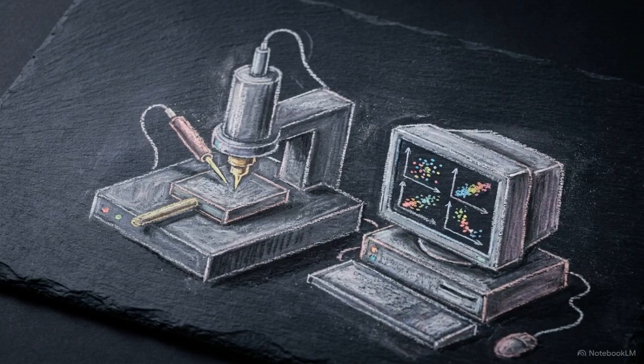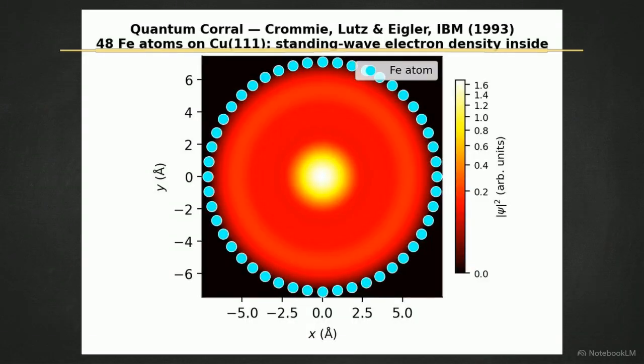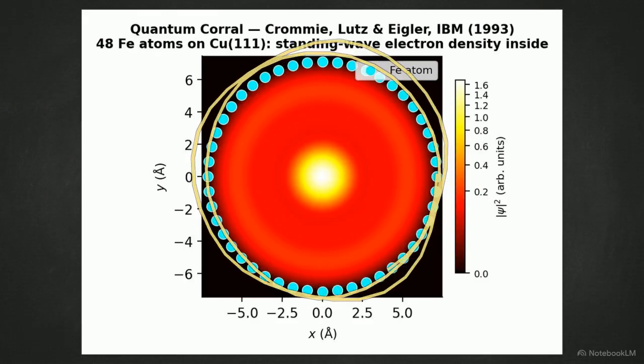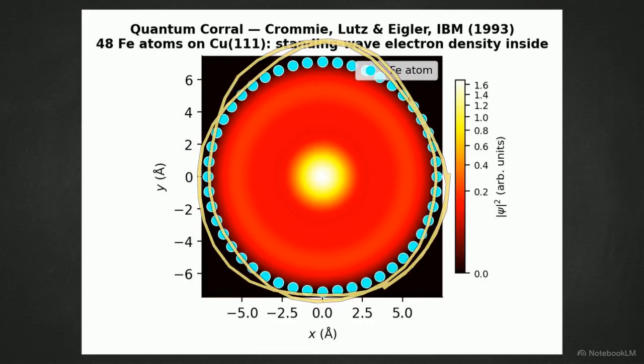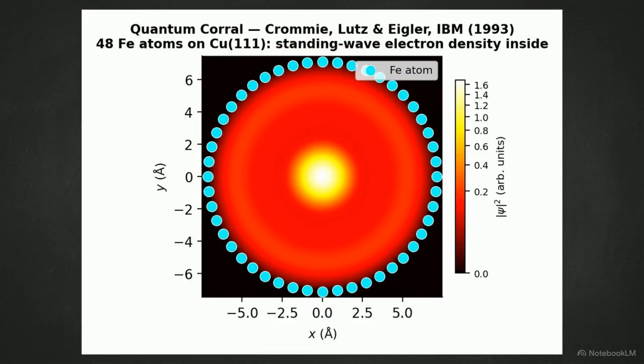In 1993, IBM researchers demonstrated that these rigid levels manifest as physical structures in the laboratory. This is a scanning tunneling micrograph of their creation, a quantum carafe. The experimenters carefully arranged 48 iron atoms into a perfect circle on a flat copper surface. This ring acts as an impenetrable wall. Inside that boundary, the surface electrons are trapped.